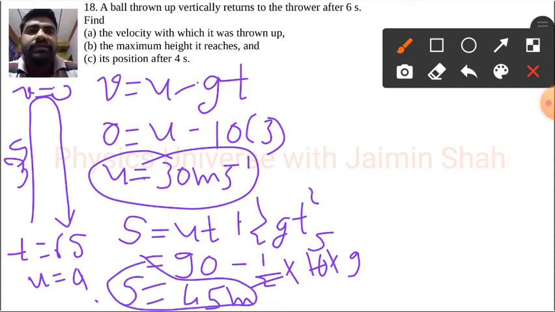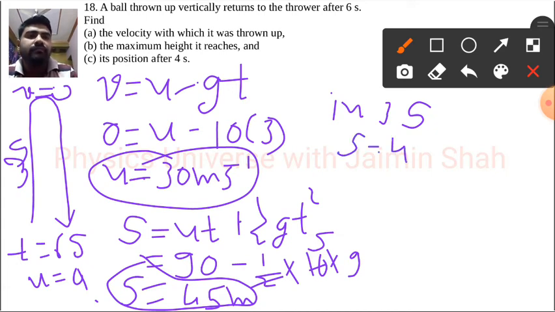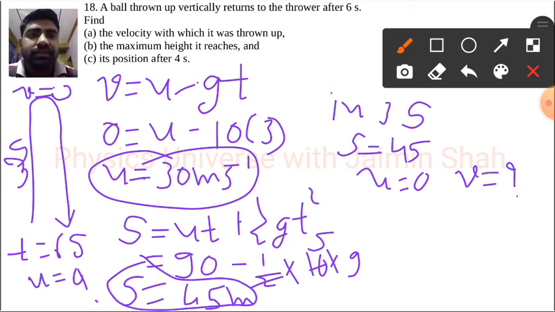And now third, its position after 4 seconds. So in 3 seconds it covers s is equal to 45, right? Now we have to talk about only 1 second, because 1 second means 3 plus 1 will be 4. So what is its position? So now initial will be 0 for the downward direction, right? Final we don't know, we need to find the position, right?